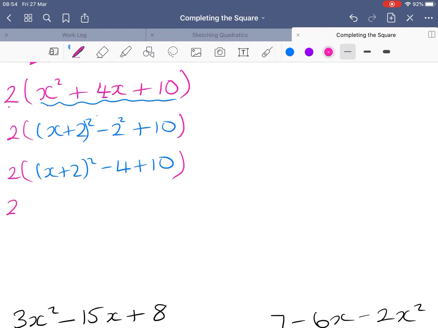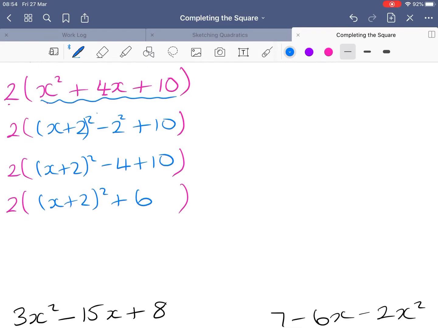Let's do the next line. So again, that factor of 2 is staying outside. I've got x plus 2 squared. Now I'm going to tidy up the minus 4, add 10, which makes plus 6. And now the last step is, we do now have to bring this factor of 2 that's outside this bracket back in. So how do I do it? I do 2 times this and 2 times this, because I've got to do the 2 multiplied by each term.